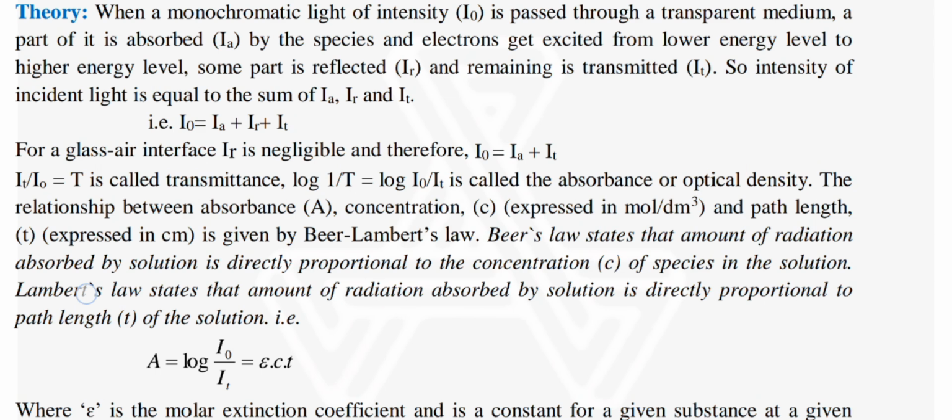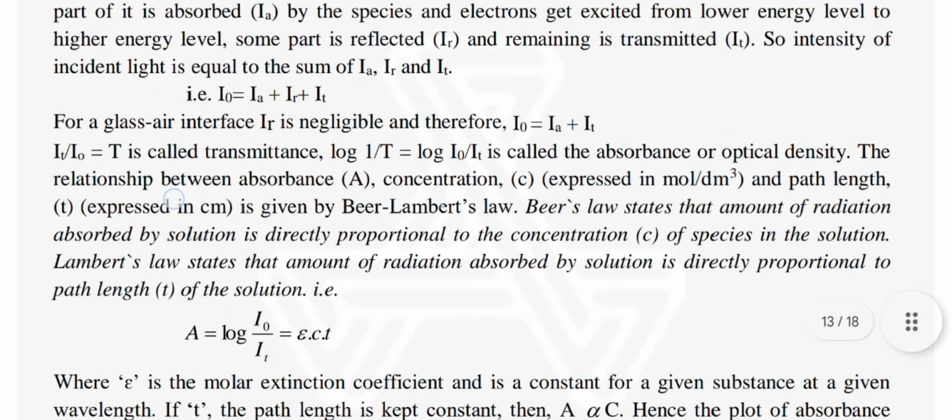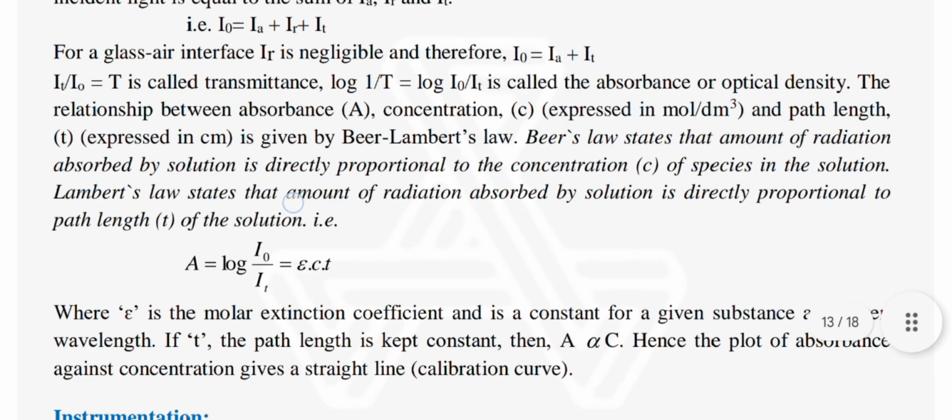IA, by the species, and electrons get excited from a lower energy level to a higher energy level. Some part is reflected, IR, and the remaining is transmitted, IT. So the intensity of incident light is equal to the sum of IA, IR, and IT. I0 is equal to IA plus IR plus IT.